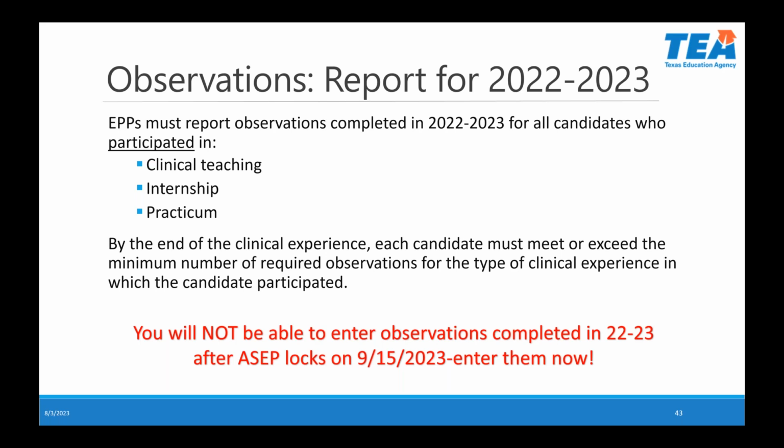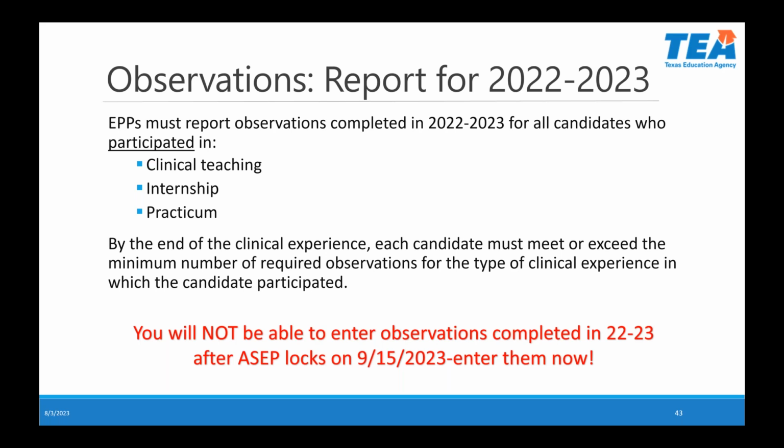EPPs must report formal observations completed in 22-23 for all candidates who participated in a clinical experience, which includes clinical teaching, internship, or a practicum. If the candidate completed the clinical experience in 22-23, the number of observations for that candidate must meet or exceed the minimum number of required observations for the type of clinical experience in which the candidate participated. For example, if a candidate completed an internship while holding a probationary certificate, the minimum number of observations required for that candidate would be 3. But if the program actually conducted 4 formal observations, then the EPP would report all 4 observations in ECOS.